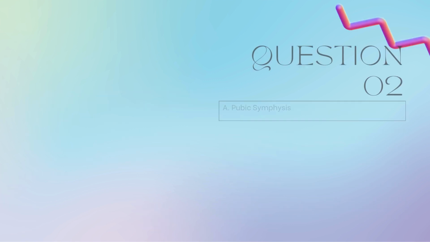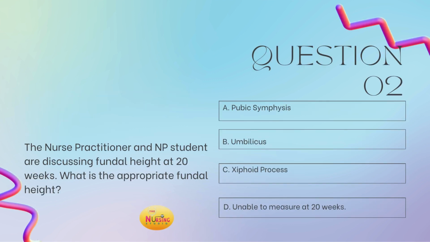All right, you guys. Question number two for today. Question number two states the nurse practitioner and NP student are discussing fundal height at 20 weeks. What is the appropriate fundal height? Is it A, the pubic symphysis, B, umbilicus, C, xiphoid process, or D, you're unable to measure at 20 weeks? Take a moment and tell me what you got in the comments.